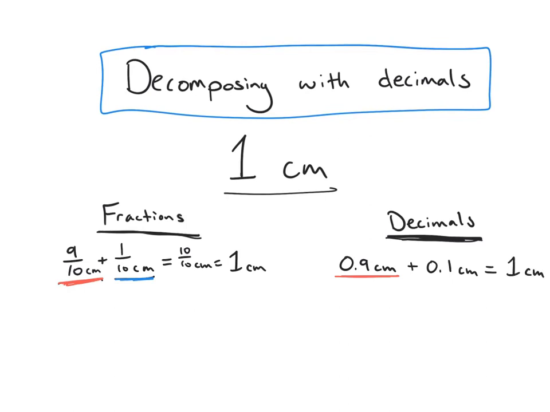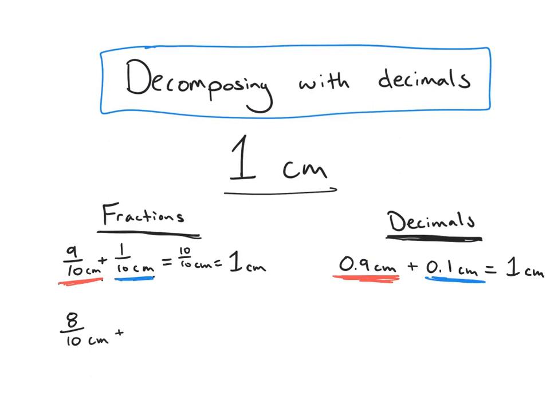So you see that the red underlined value right here, we read that as 9/10 of a centimeter. And then the two things that are underlined in blue, we would read as 1/10 of a centimeter. So that's one way that we can decompose 1 centimeter. And there's a bunch of different ways we can do it. Let's do one more. I'm going to start with fractions. So we have 8/10 of a centimeter.